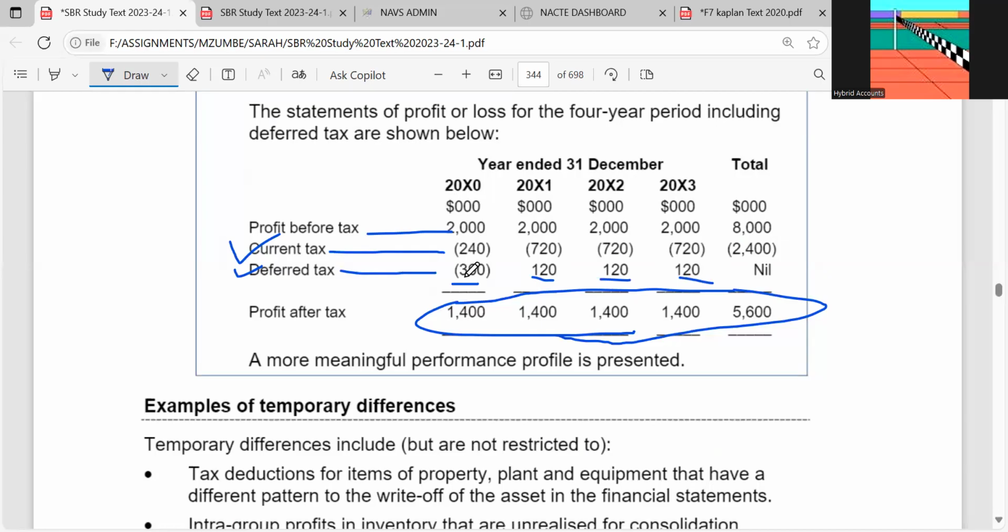So just combine our figures now. 2,000 minus 240 minus 360, you had this figure. And here 2,000 minus 720 plus 120, you had this figure here. You can see how the profits have been smoothed over the years now, right? So by including the deferred tax implications, to try to balance the mismatch between accounting and tax profits, you find that you have these profits here.